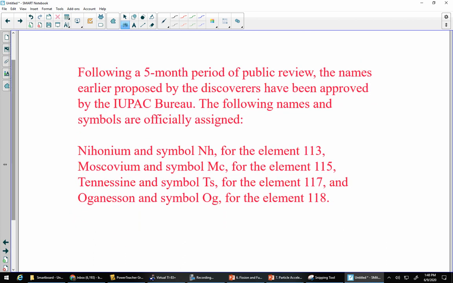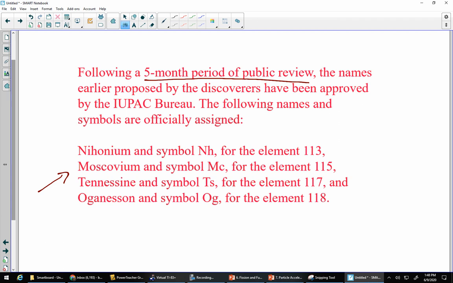That being said, each of these elements now have names. This is just interesting stuff, to be honest. There's a 5-month period of public review before the names become official. So here are the actual names: Nihonium, Moscovium, Tennessine, and Oganesson. For those new elements that were discovered in 2015.